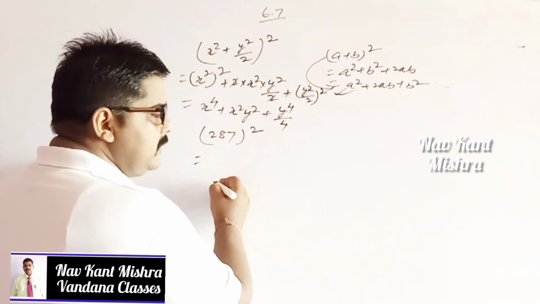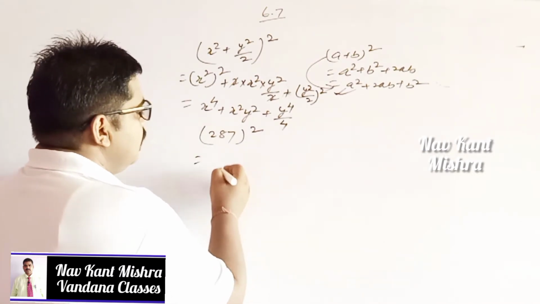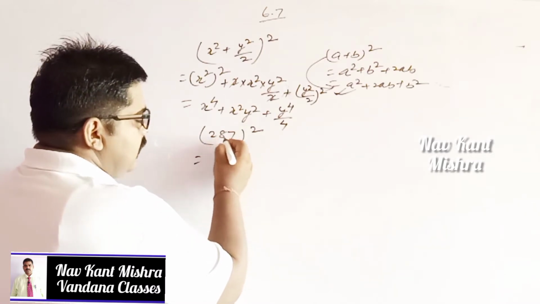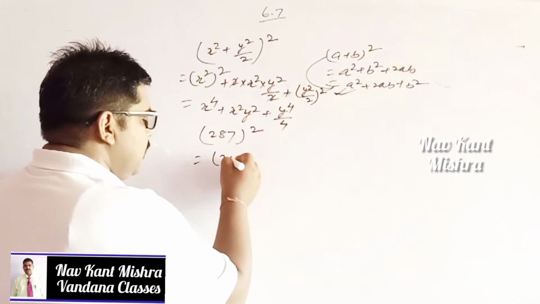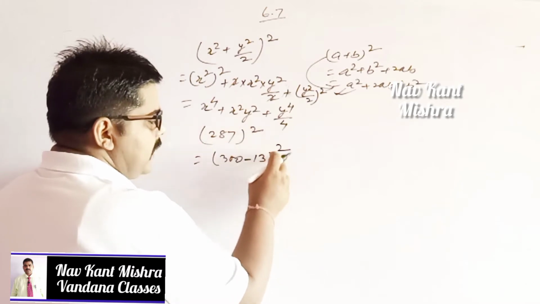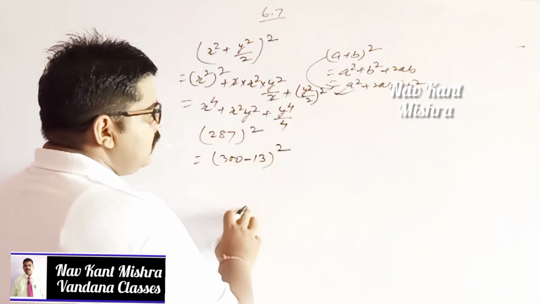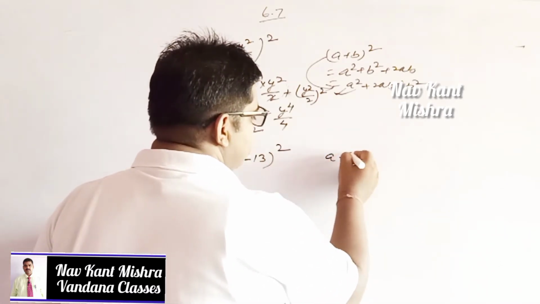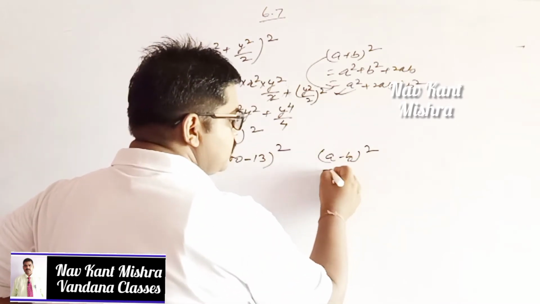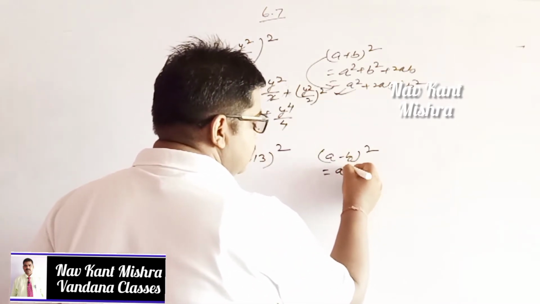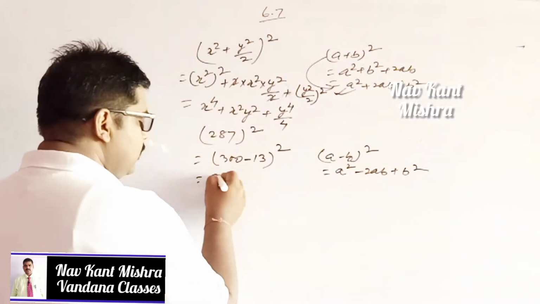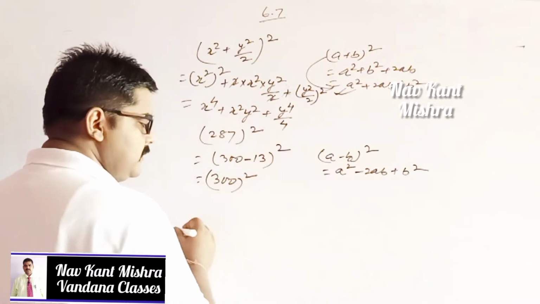For this purpose you need to convert into either a plus b or a minus b form. So you can convert 287 as 300 minus 13, and since it's whole square, you have to write down whole square. Now it is converted into this form, a minus b whole square, and you know very well that it is equal to a square minus 2ab plus b square, and this is why you can just use these identities.